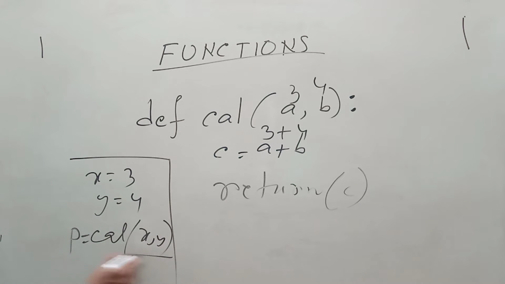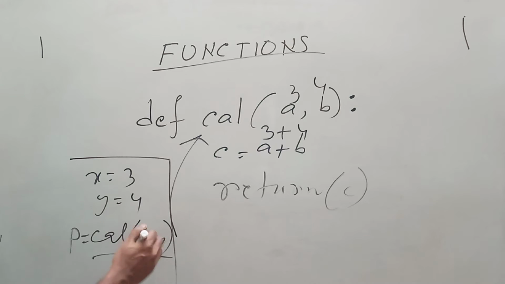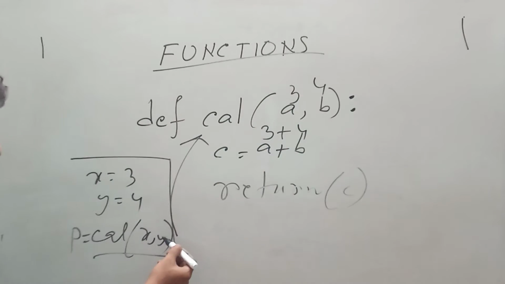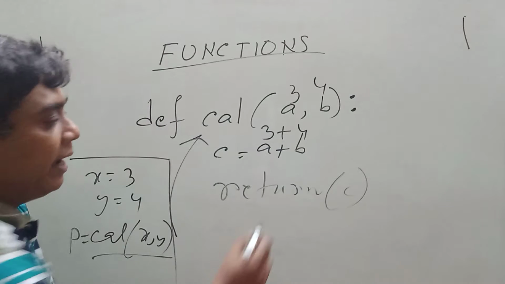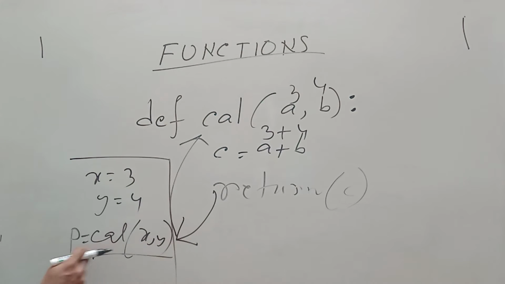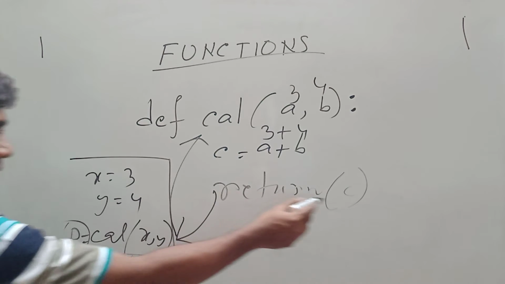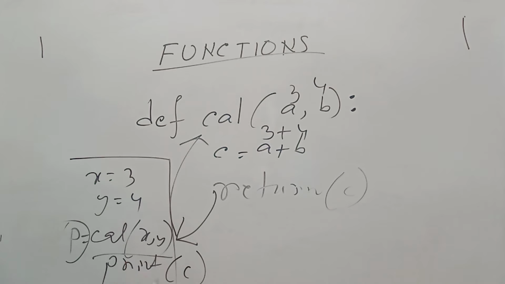So whenever we call the function, the control will go to the function body. Value of x will go to A, value of y will go to B. Now C equal to A plus B. Return C means the control again returns back to the calling statement. Now what is the value of P? Value of P is C. After that, if you write here print C, it will print the value of C, means it will print 7.